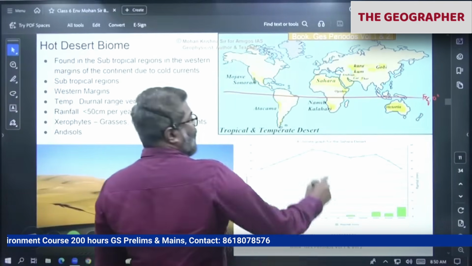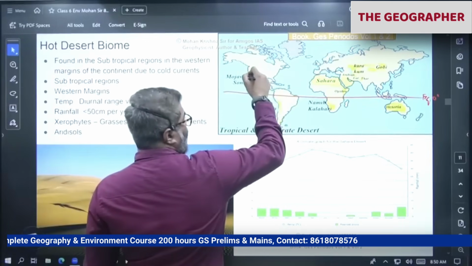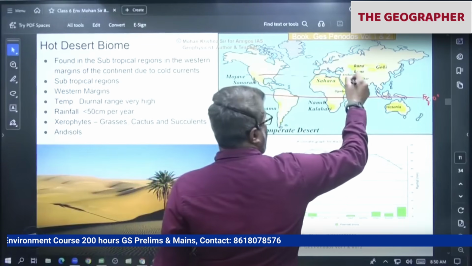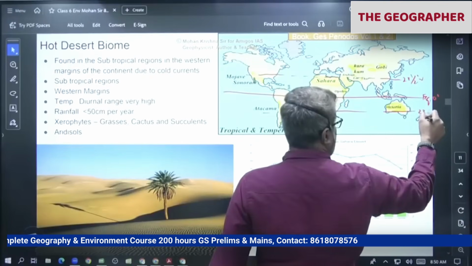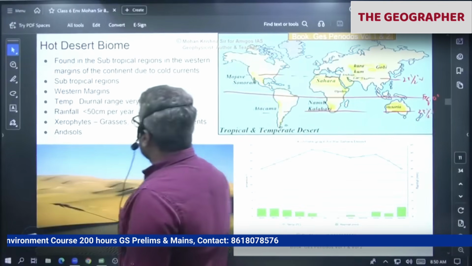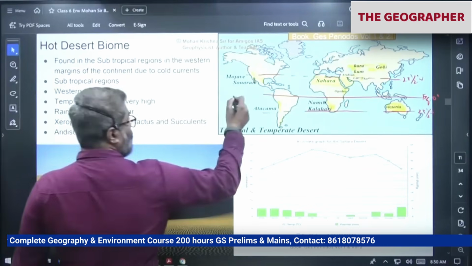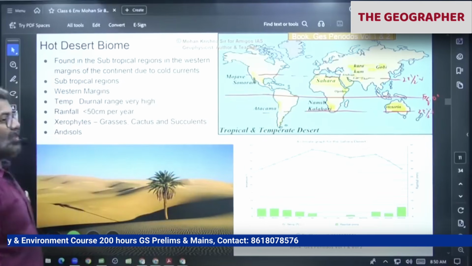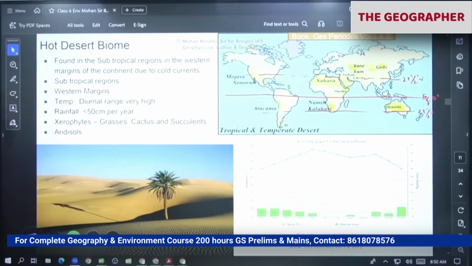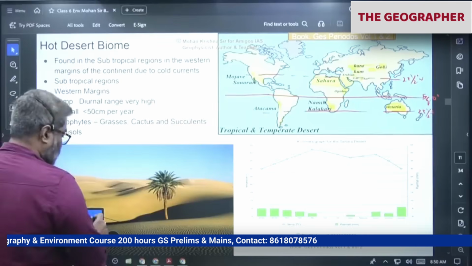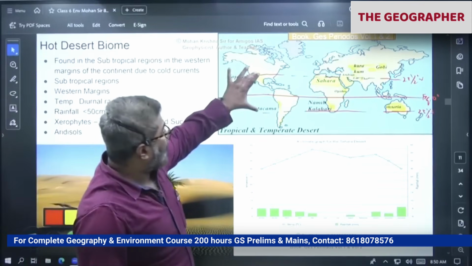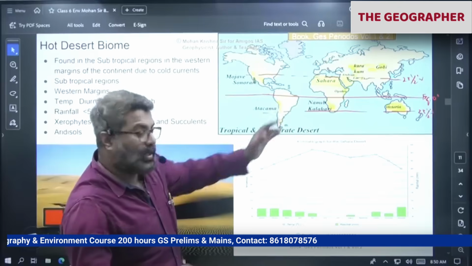Equator. The deserts are found in the subtropical belt. Notice this subtropical belt. Found in the subtropical belt, in the western margin of the continents, because of the cold currents. I told you, in this area, the western part, cold currents are there.